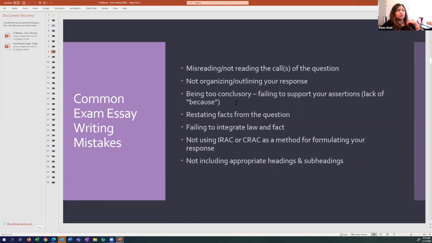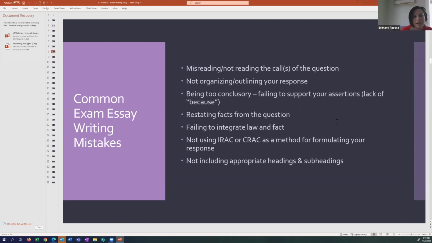Being too conclusory is probably one of the biggest things. And I'll let Professor Raposa and Professor Hale talk about this a little bit more. But if you are not always asking yourself or answering the question, why, you are probably being too conclusory. Professor Raposa, do you want to go through some of the other ones, and then Professor Hale as well?